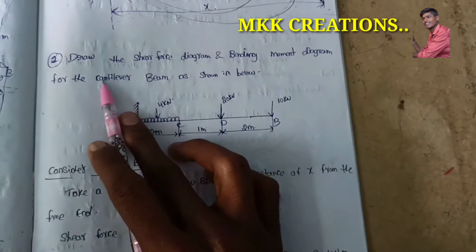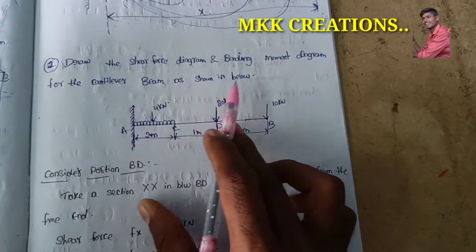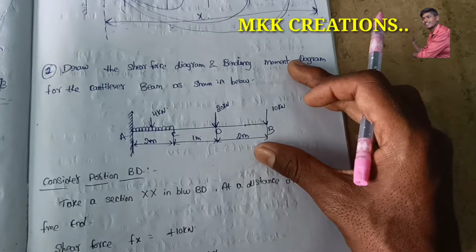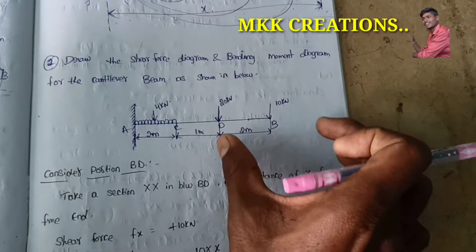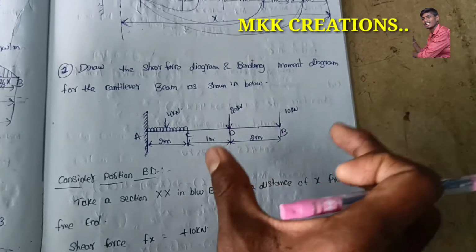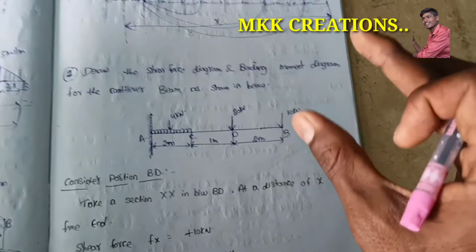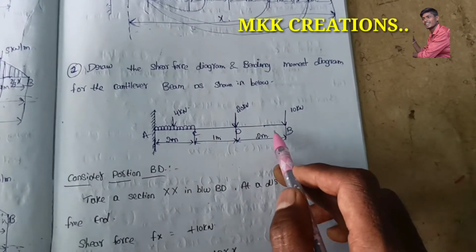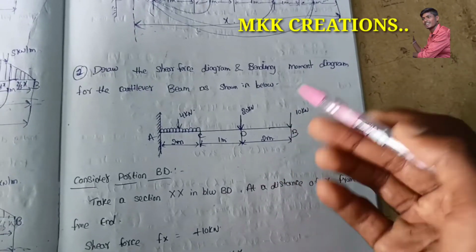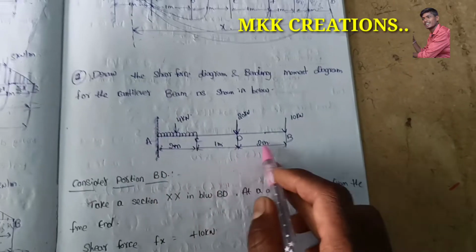So in the question: draw the shear force diagram and bending moment diagram for the cantilever beam as shown in the figure below. They will give a question like this, or else they will give some information regarding where the load is and at what distance the load is acting. According to that information, we want to draw this diagram. In some cases they will give it, in some cases they will not give it. So for that we want to write it like this.